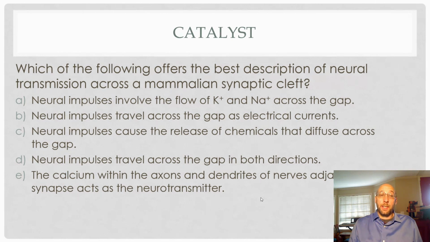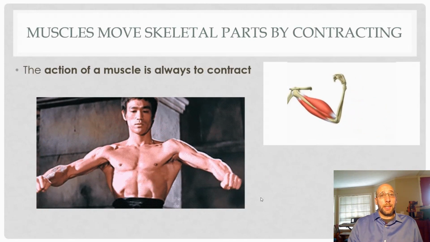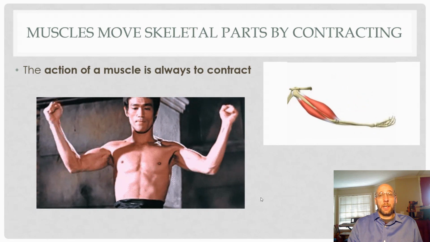The answer is C. Neural impulses cause the release of chemicals that diffuse across the gap. Muscles is what we're going to talk about today. Muscles always move by contracting.